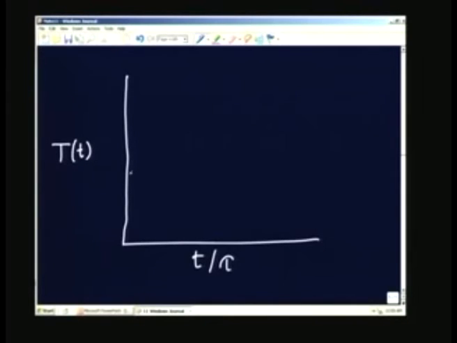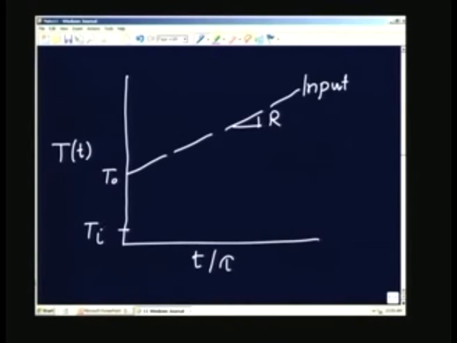So, the input is like this, this is your input, this value is T naught and the slope of this line is R. Suppose the initial temperature of the sensor is here, it will first try to catch up with this. So, it will vary like this and go and become parallel to this. This will be equal to R tau. If it is starting with a value higher, it will first decrease and it will go below this and then go here.